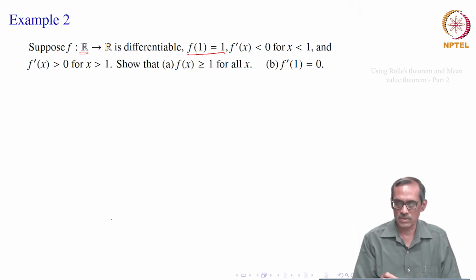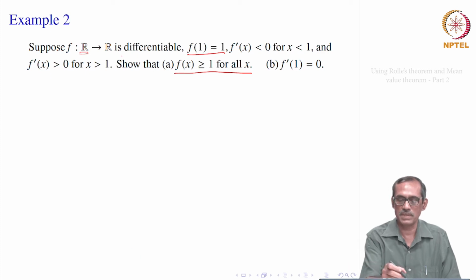Okay. So, it is negative to the left of 1, positive to the right of 1. We have to show two things. First, it suggests that f(x) is greater than or equal to 1 for all x. And the second one is that f'(1) is 0, where f' is differentiable.